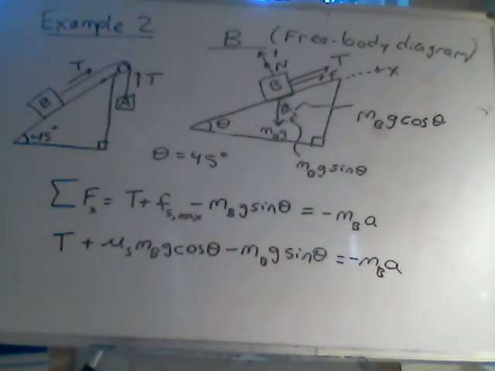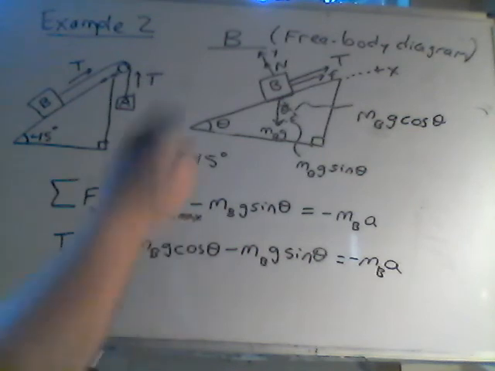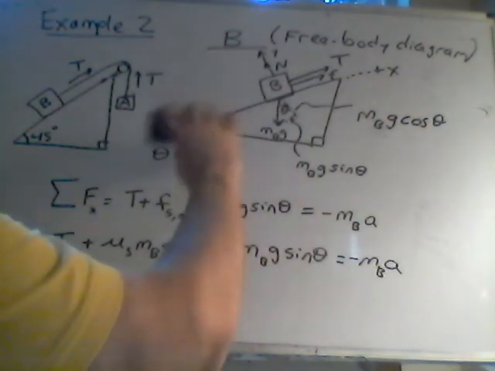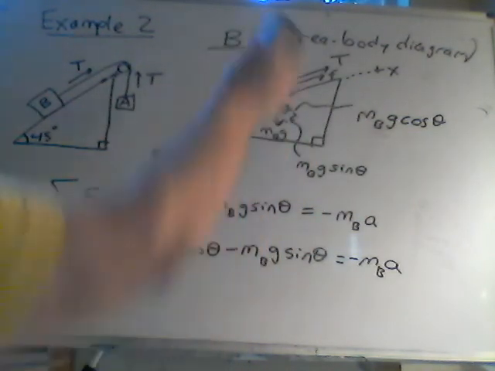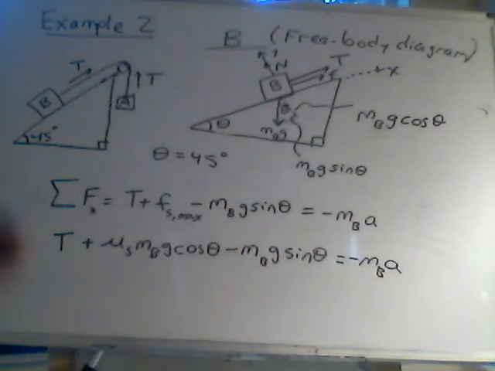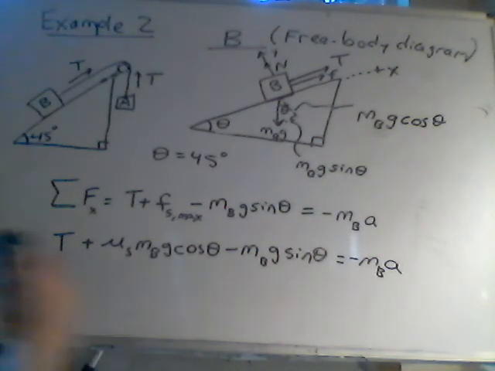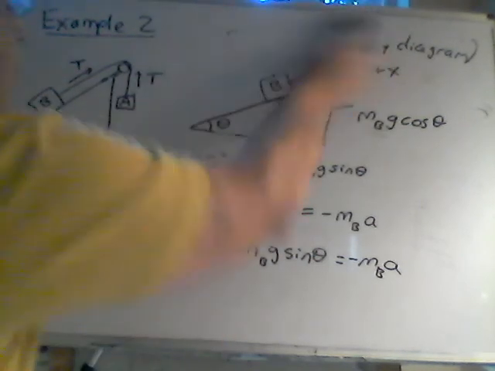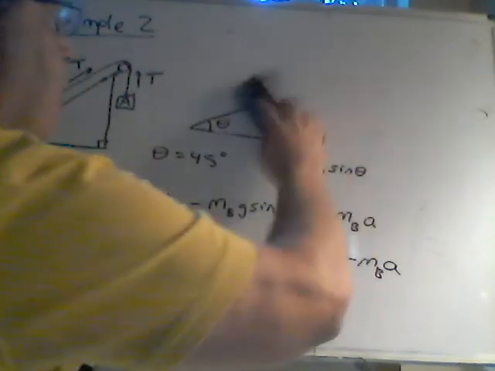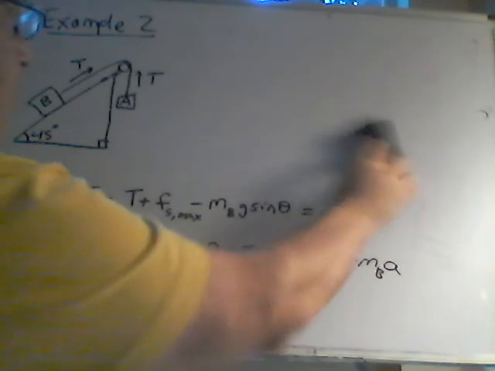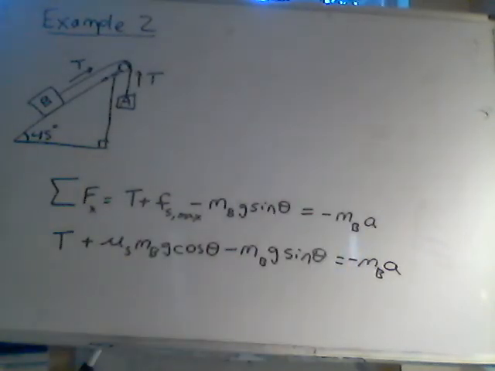So again, for block B, I'll just write it up. I'm going to erase a lot of this stuff. What I now have is I did a free body diagram for block B. I literally took block B out of the universe and said, what forces act on block B? And let me apply Newton's second law just to block B. Okay, so for block B, I now have this generalized equation. So let's write it separately.